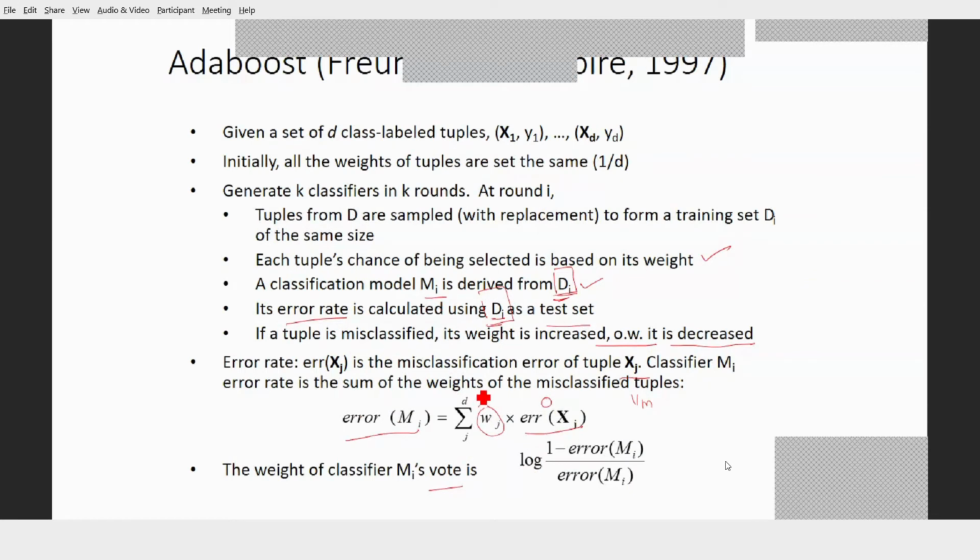So if there is a tuple which is misclassified a number of times, that becomes crucial. That instance becomes crucial.